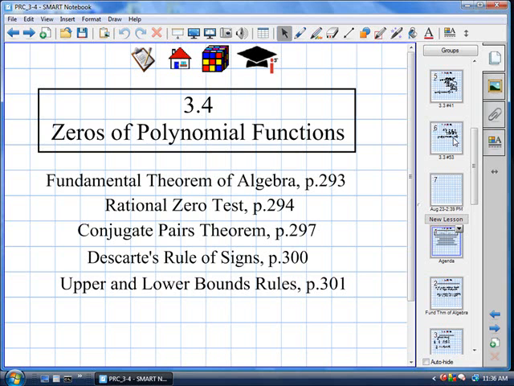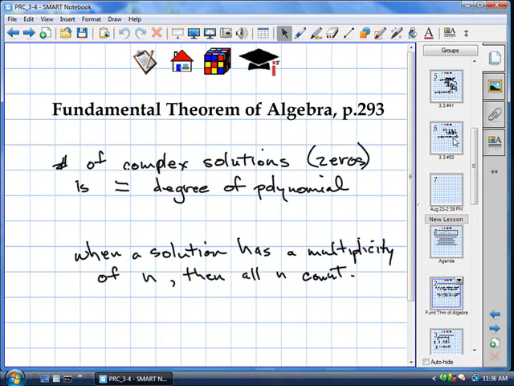Fundamental theory. So as you can see, there's 5 things listed here. I'm not going to do the bottom one. These are all tools that help you learn how to graph and understand functions. And the bottom one is just not that important, so I probably won't get to that. But the other 4 we should get to. So here we go. The first one is called the Fundamental Theorem of Algebra. It's in your book on page 293.